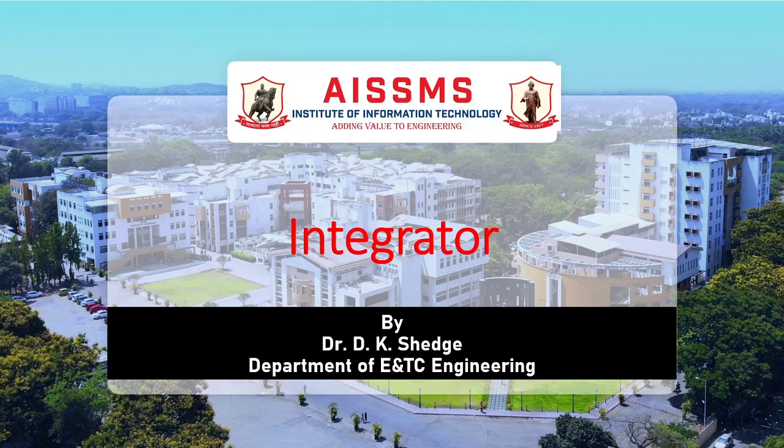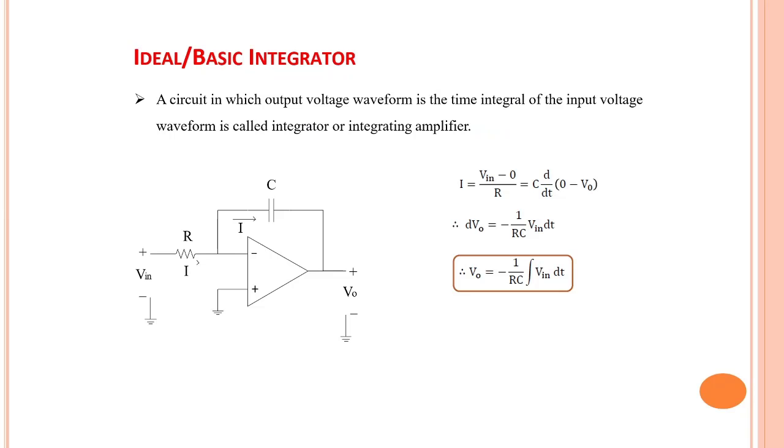Today we are going to discuss the integrator using an operational amplifier. A circuit in which the output voltage is the time integral of the input voltage is called an integrator, or an integrating amplifier as it is using the operational amplifier. The circuit consists of a capacitor in feedback and a resistor in series, and then using the virtual ground concept we can write very easily the equation at the inverting input terminal.